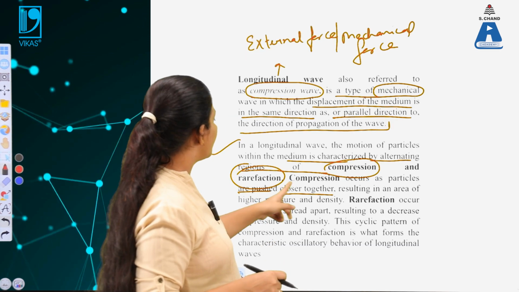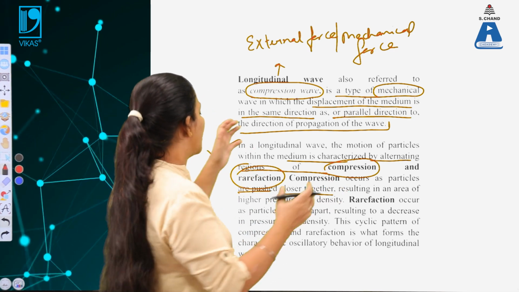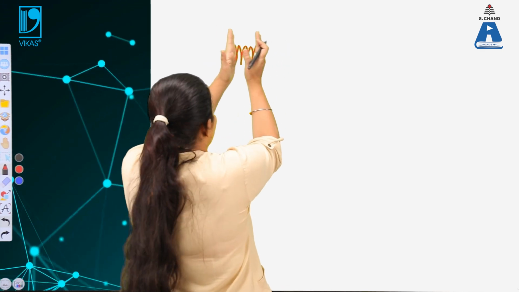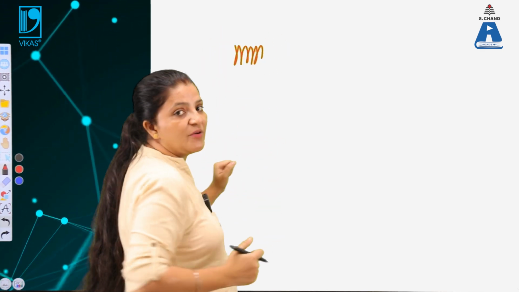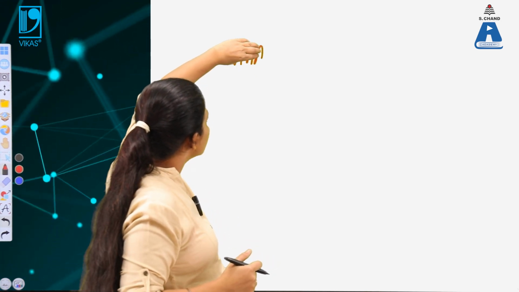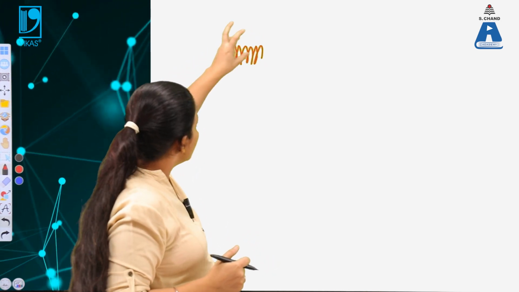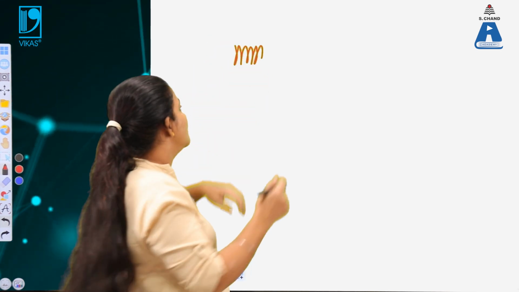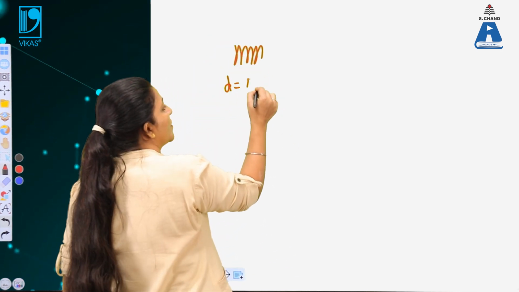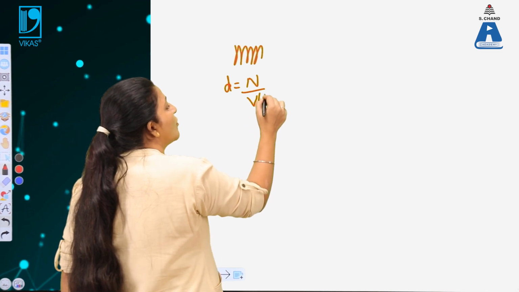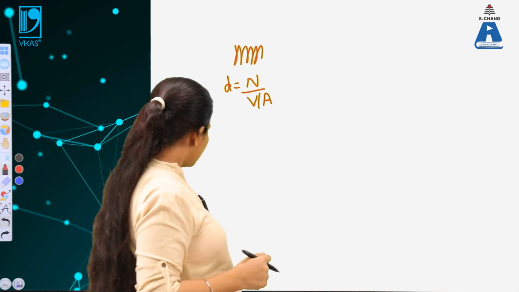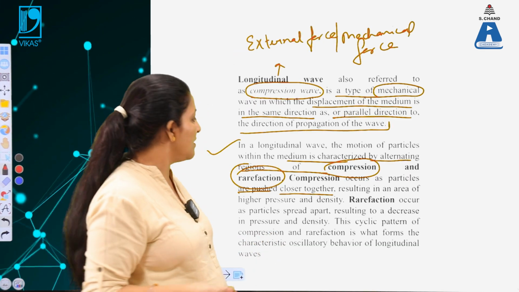So that means in compression, the particles come close to each other, and the density will be very high because the volume defined to them is in a smaller area. Density, we know, is equal to the number of particles per unit area or per unit volume. Now if this is smaller, then the density will be very high. Such a region is known as a compression.